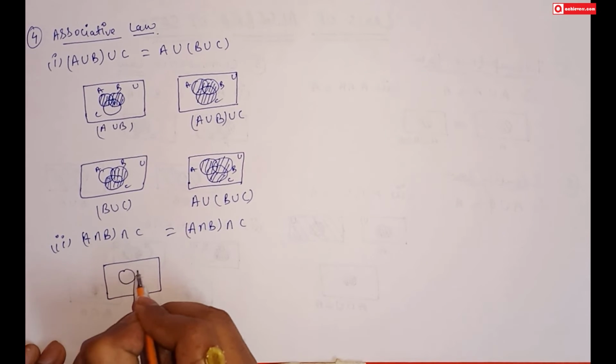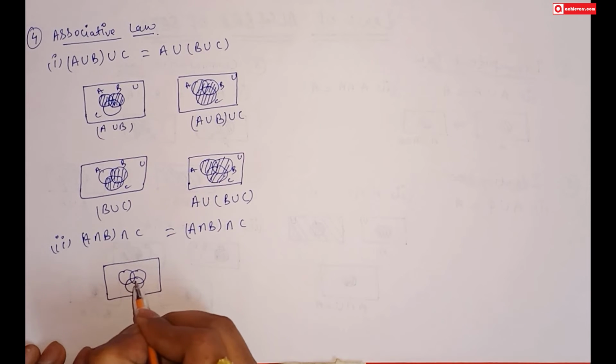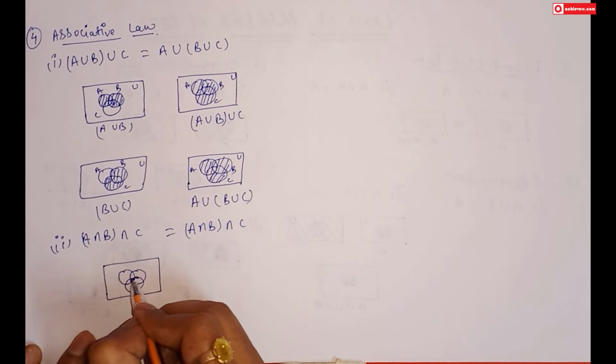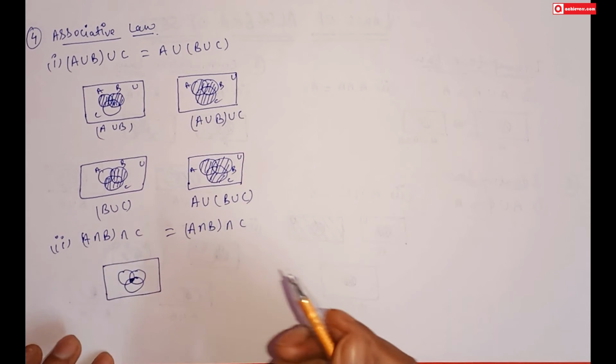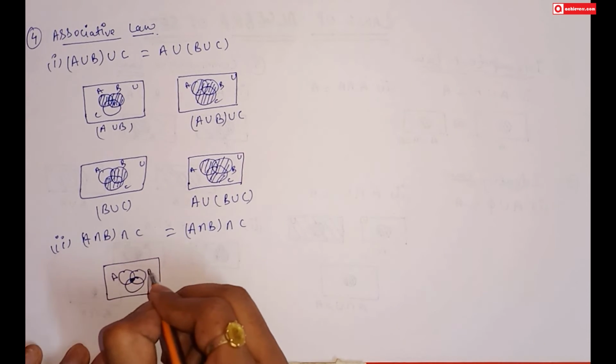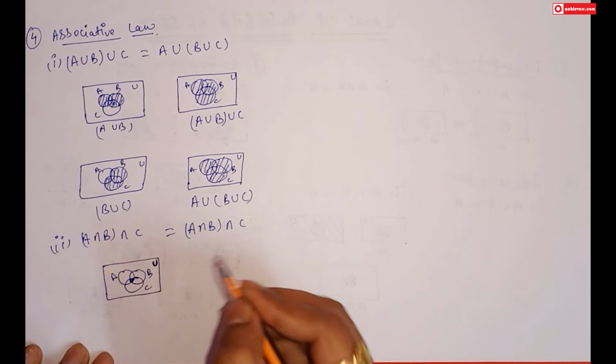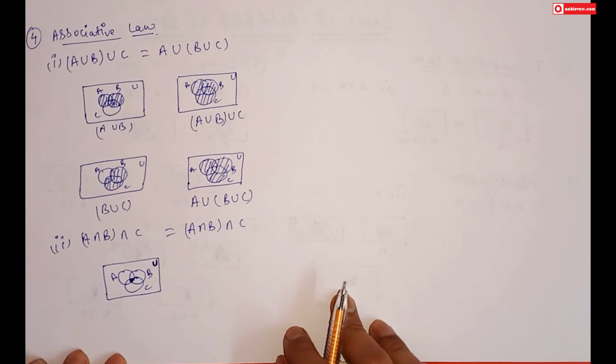So what is A intersection B intersection C? You can do it in your home by yourself. So this will be the final output, A intersection B intersection C. Try doing it at your home. If you won't be able to do, then you can ask.